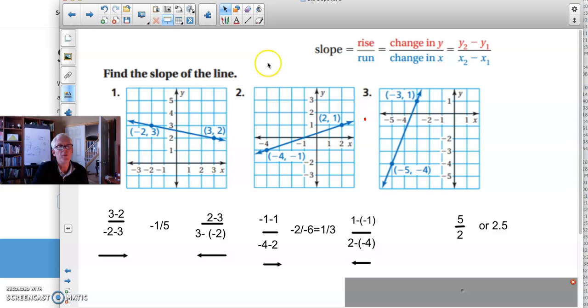So that is your brief introduction into the slope of a line using the slope formula. Just ordered pairs, and you can do that. Our next one will be on finding slope from a table.